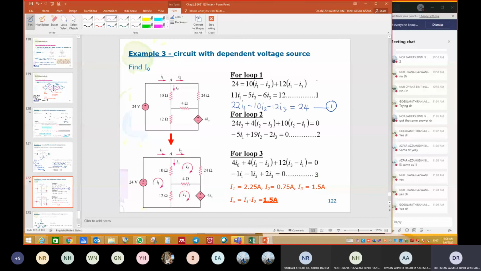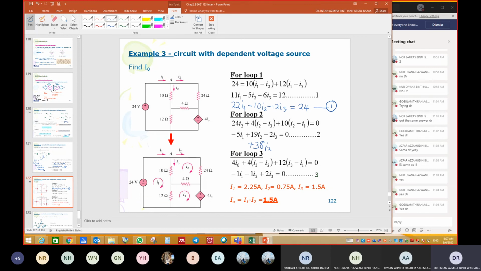Okay, and then we write the KVL equation in loop 2. Okay, this is loop 2. Let's start with I1, or for easier, we just start with I2. Okay, now we do analysis in loop 2. So count how many resistance in loop 2. We have 10, 4 and 24. Okay, so 38, right? Okay, so we write here positive 38 I2.